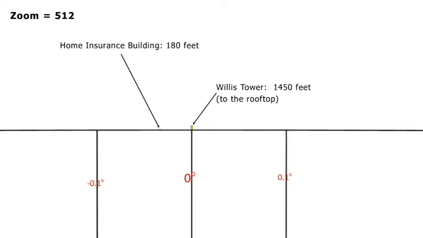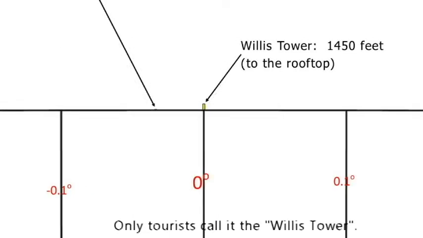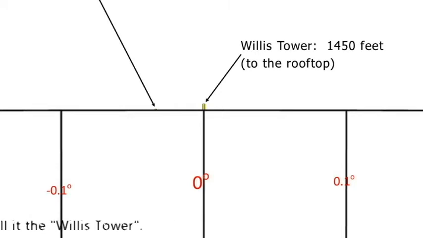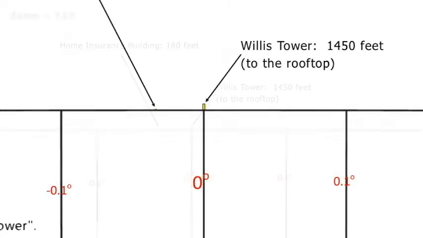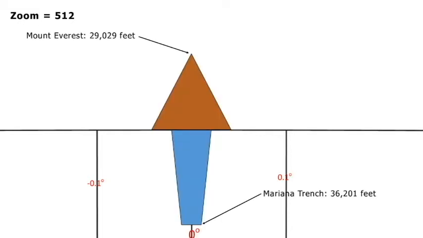All right. Here is the Sears Tower. Okay, it's spelled W-I-L-L-I-S, but it's pronounced Sears. So anyone visiting Chicago, just remember that. And it's about 1,450 feet to the highest rooftop on the Sears Tower. I'm not including the spires, all right? You can see it here. It stands out pretty good here. It's that yellow square, and you can still see the Home Insurance Building.